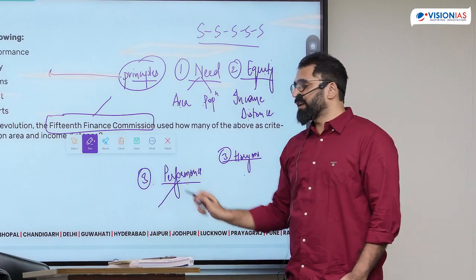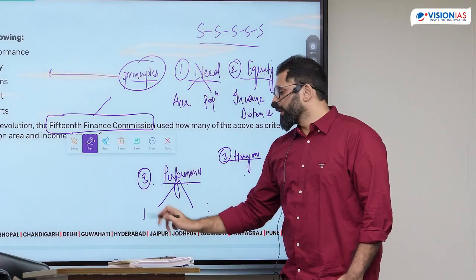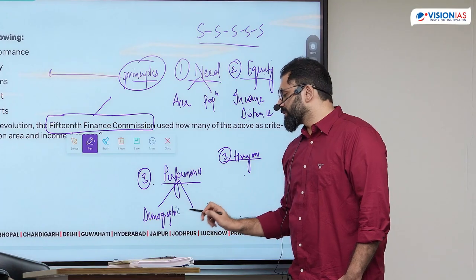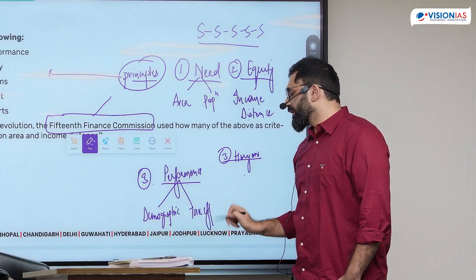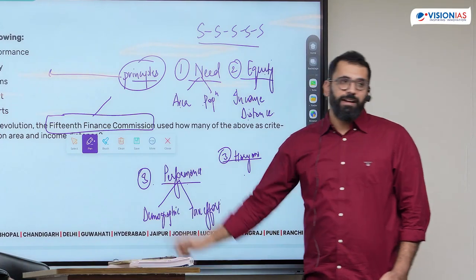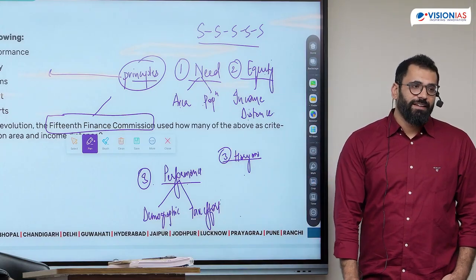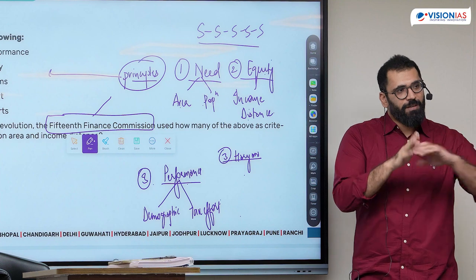For performance, the 15th Finance Commission did two things. One was demographic performance and the other was how good they are in collecting tax. Why demographic performance? This was introduced for the first time. Why? If you understand the logic of all this, only then will you learn.